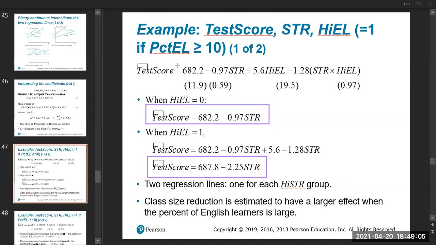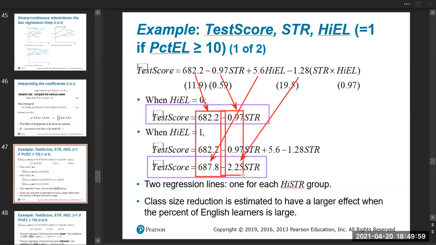The first one is beta 0. Let me change the color. So beta 0 is the intercept for group 0. How about beta 1? Beta 1 is the slope for group 0. How about beta 2? Beta 2 is the intercept difference between two groups. And last one, how about beta 3? In this case, beta 3, minus 1.28, is the slope difference between two groups.